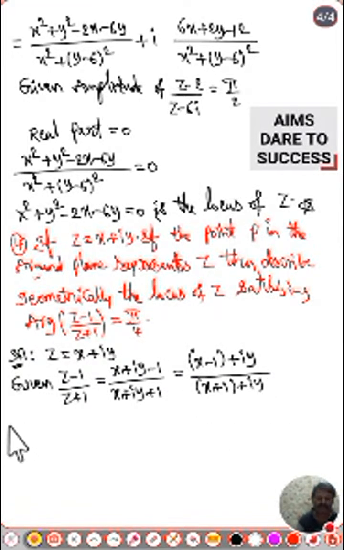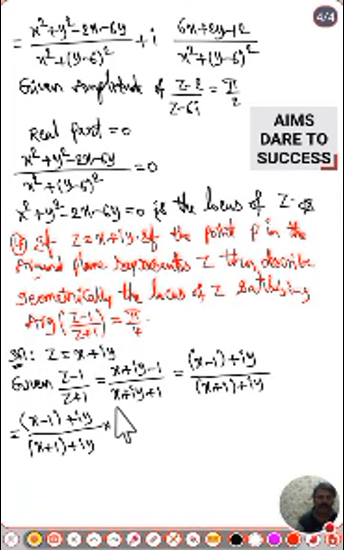So rationalize the denominator, we get (x minus 1 plus iy) divided by (x plus 1 plus iy). Multiply the numerator and denominator by the conjugate: x plus 1 minus iy divided by x plus 1 minus iy. Okay, next the multiplication.